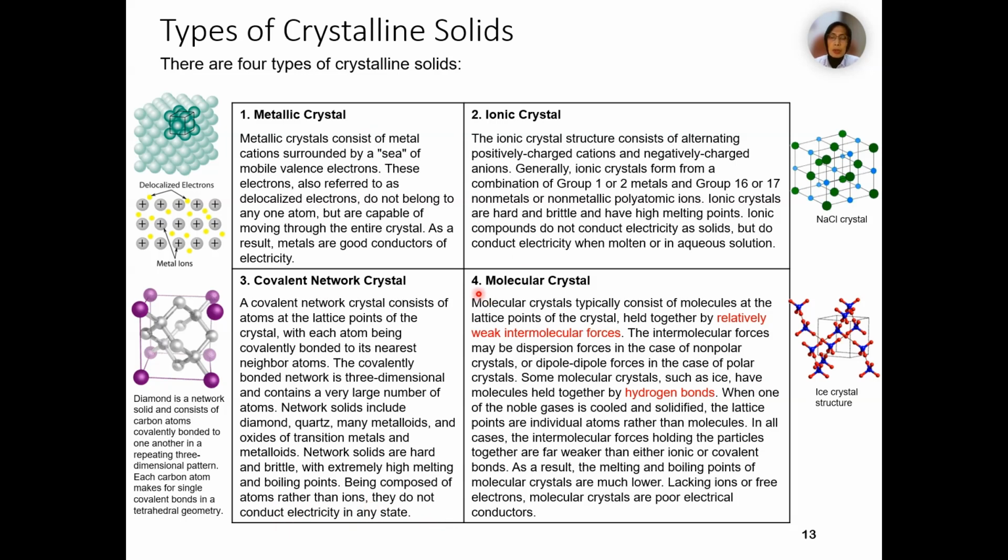And the last is molecular crystals. This is a crystal formed by molecules, and the molecules are held together by weak intermolecular forces, either hydrogen bonds or van der Waals bonding. Because they have weak bonding, the melting and boiling points of this crystal are much lower than the other crystals.